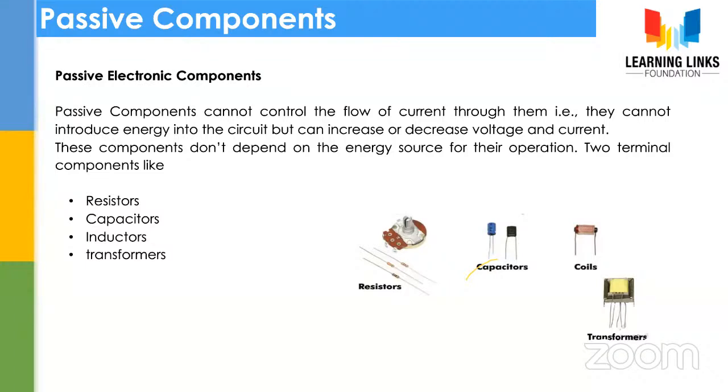When we provide electrical energy, with the help of the flow of current we produce the magnetic field. So this is called an inductor. So what is the difference between a capacitor and an inductor? A capacitor stores the energy in an electrical form, and an inductor stores the energy in the form of a magnetic field. This is the very basic difference between a capacitor and an inductor.